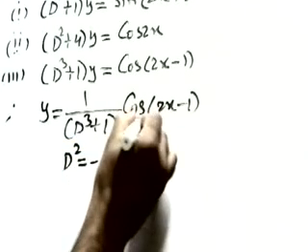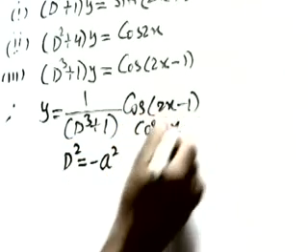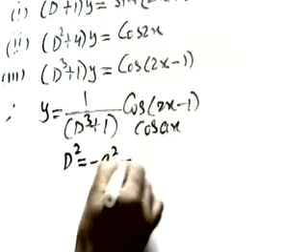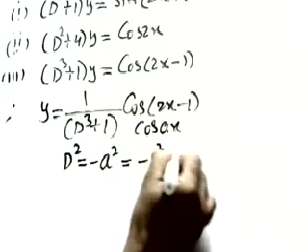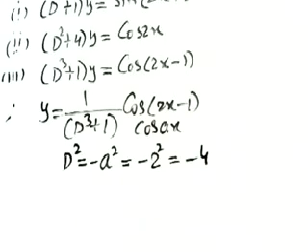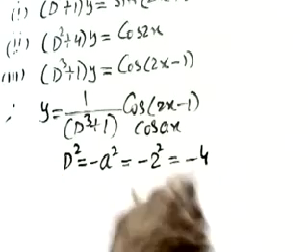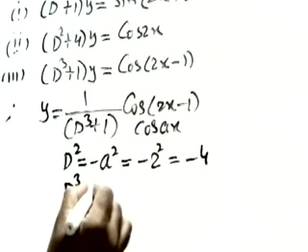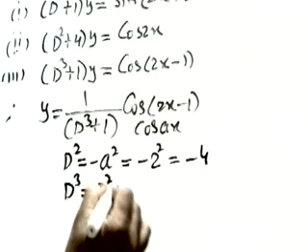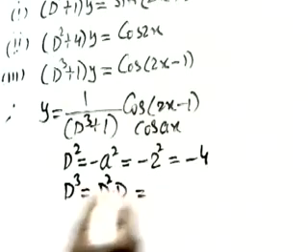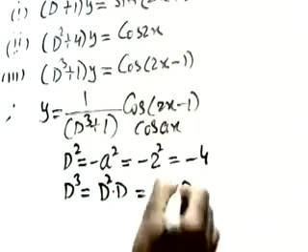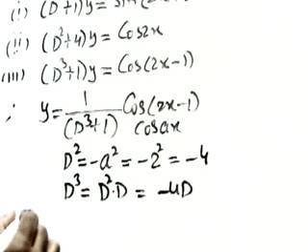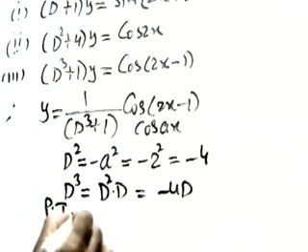We have to substitute D square equals minus a square. Comparing with cos ax, in place of a we are having 2, so this will be minus 2 square, which is minus 4. So we substitute D square equals minus 4, but we are having D cubed, so we change the D cubed. We can write it like this: D square into D, so D square is minus 4 into D.